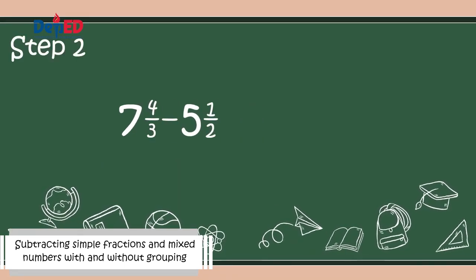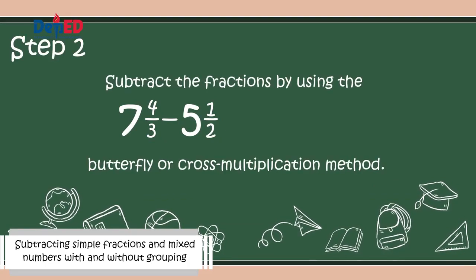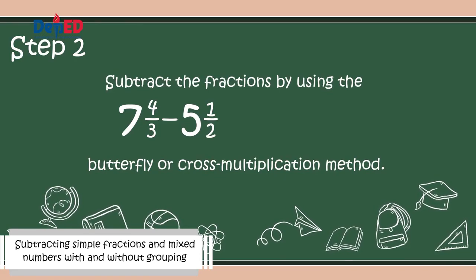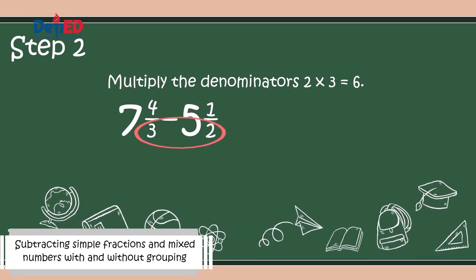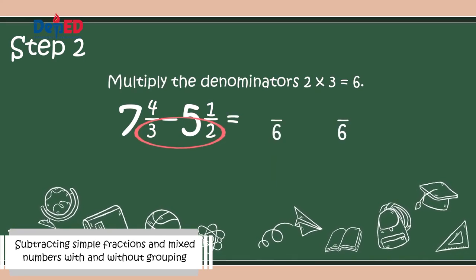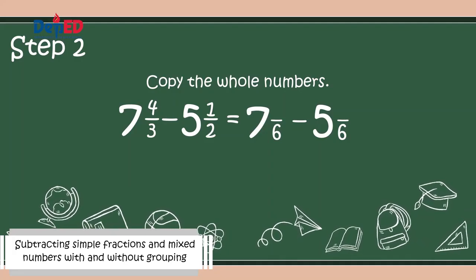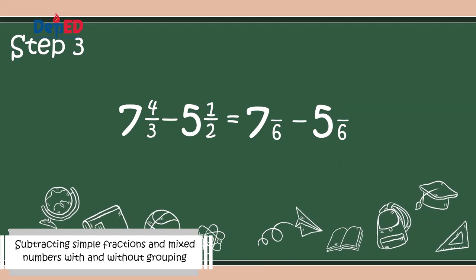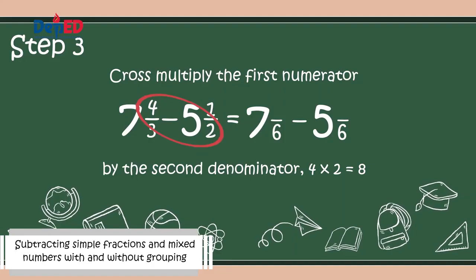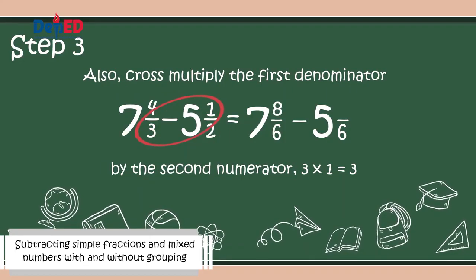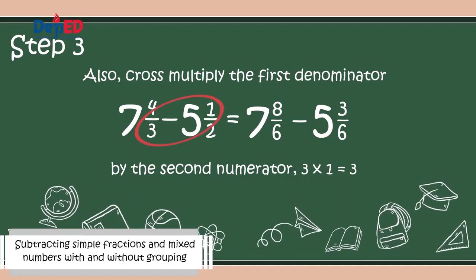Step 2. Subtract 7 and 4/3 minus 5 and 1/2 by using the butterfly or cross multiplication method. Multiply the denominators. 2 times 3 equals 6. 6 is their common denominator. Copy first the whole numbers. Step 3. Cross multiply the first numerator by the second denominator. 4 times 2 equals 8. Also, cross multiply the first denominator by the second numerator. 3 times 1 equals 3.